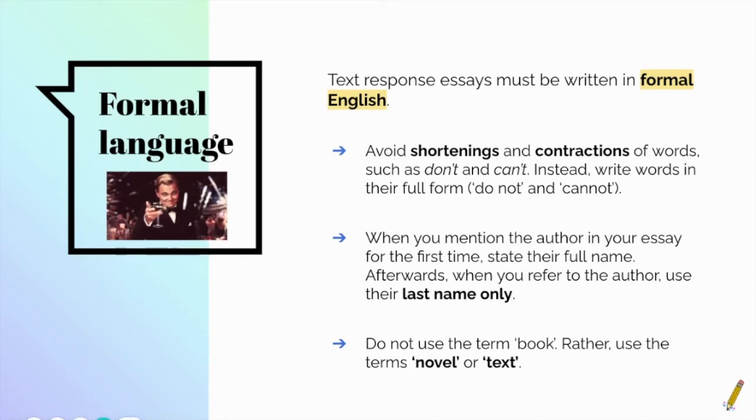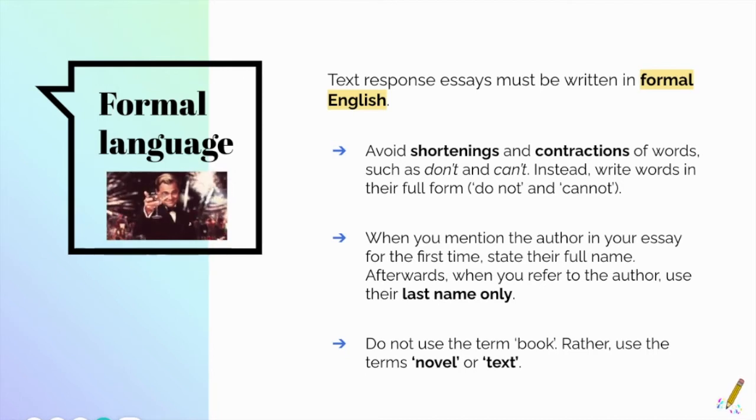Alright, text response essays must be written in formal English. There are 3 things that you're going to need to know. Number 1, you need to avoid shortenings and contractions of words. So don't write don't or can't. Instead, write the words in their full form: do not, cannot in this case. Also, when you mention the author in your essay for the first time, state their full name. Afterwards, when you refer to the author, use their last name only.